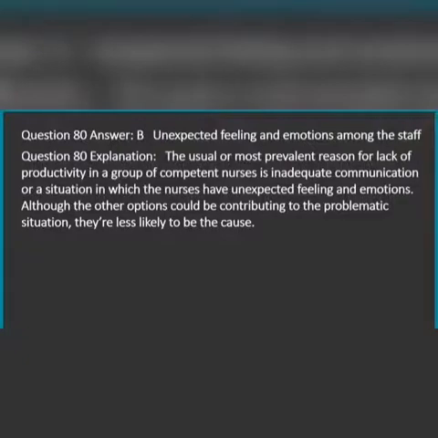Question 80. Explanation: The usual or most prevalent reason for lack of productivity in a group of competent nurses is inadequate communication or a situation in which the nurses have unexpected feeling and emotions. Although the other options could be contributing to the problematic situation, they're less likely to be the cause.